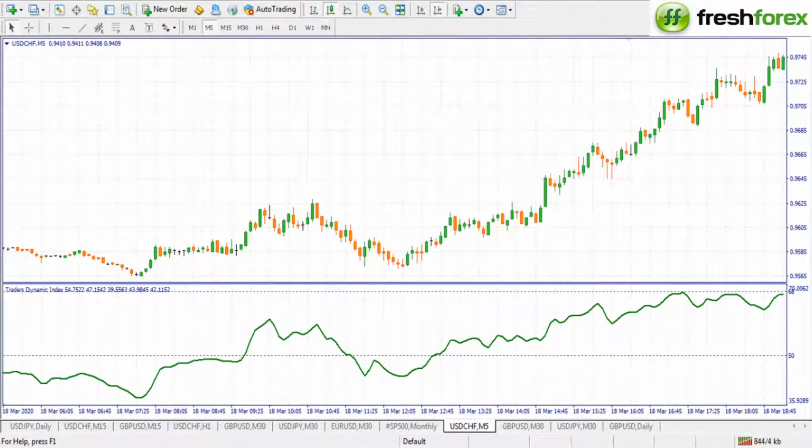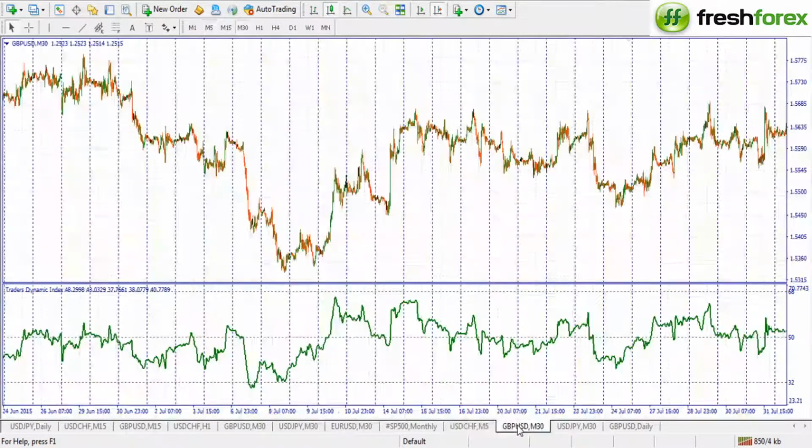This is the 14th of July, and we'll start off with the GBP USD.